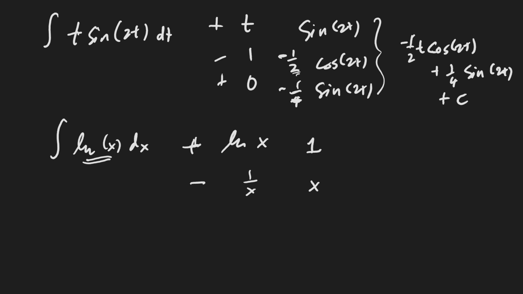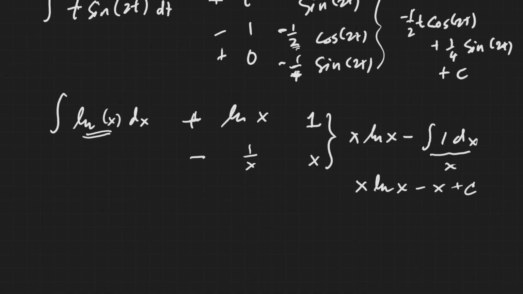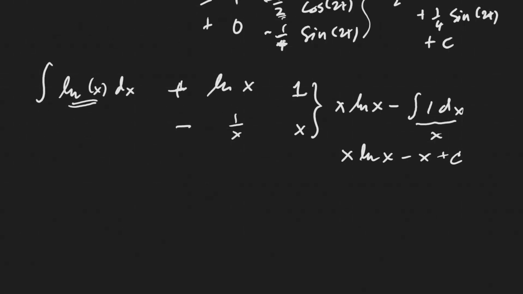In this case, we could go farther, but it wouldn't get us anywhere. So let's go ahead and do this problem. We have x natural log of x, minus the integral of 1 dx, which is x. So we have x natural log of x minus x plus c. Now, just for fun, let's anti-differentiate it one more time. What would that be?